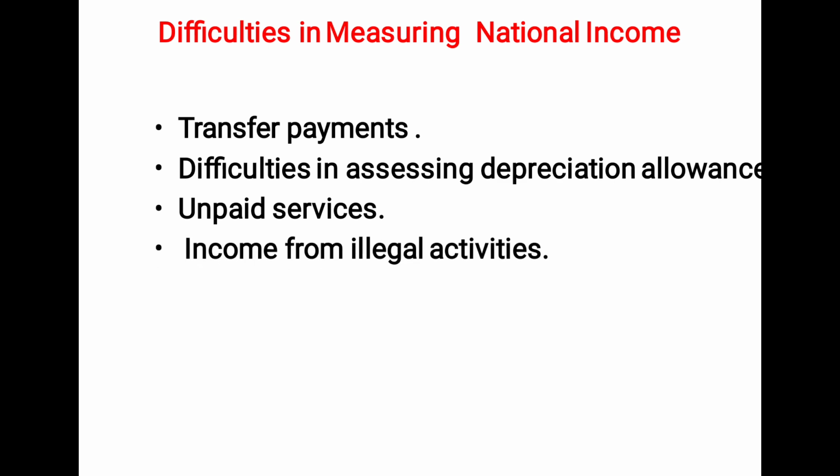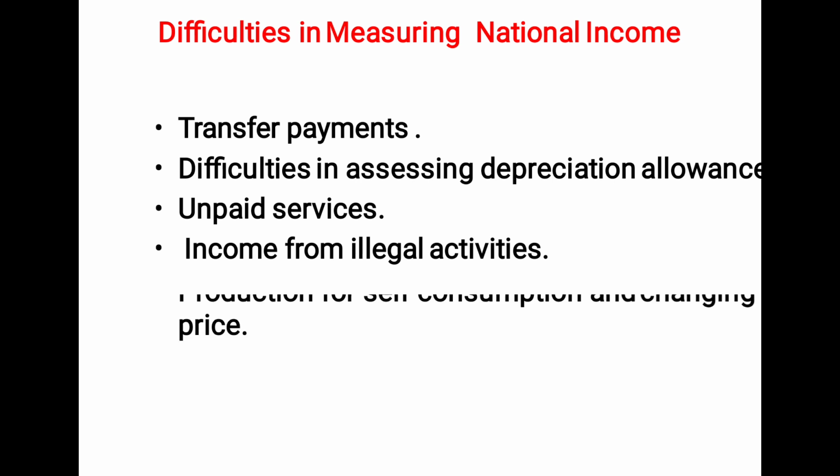Next one is income from illegal activities. All of us know what illegal activities are. The first thing that comes to our mind is smuggling. Next is liquor, then gambling. These are the common illegal activities where income cannot be calculated from these particular sources.